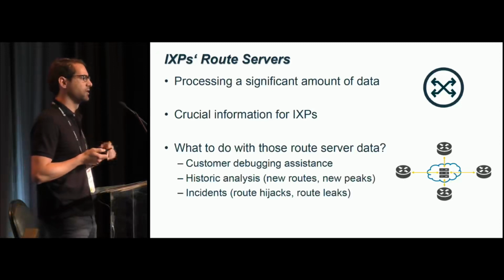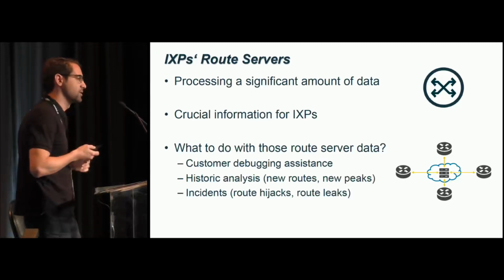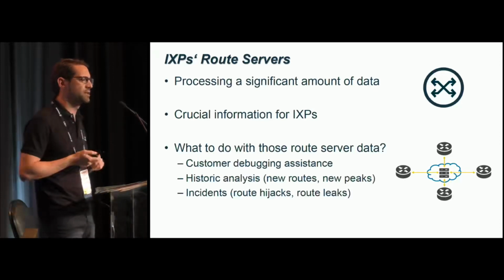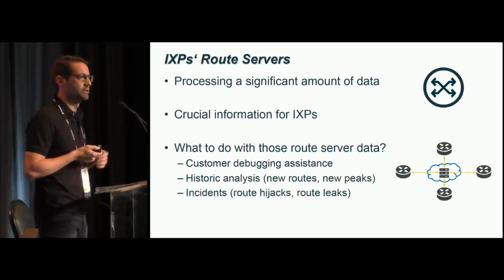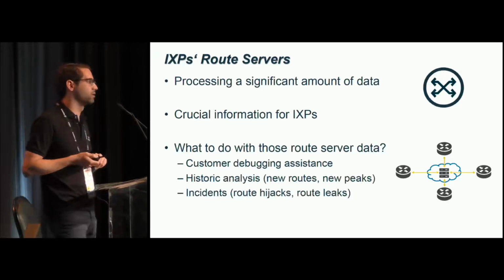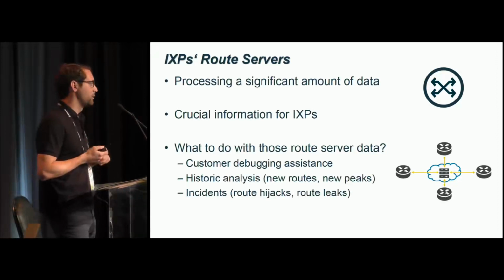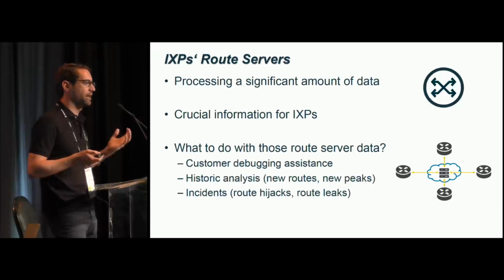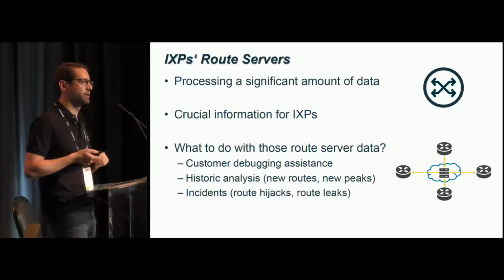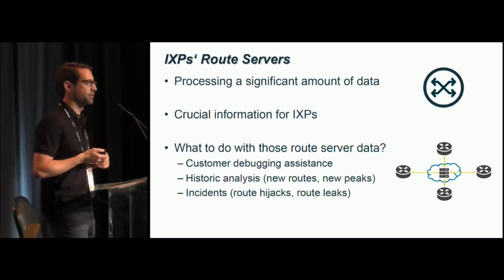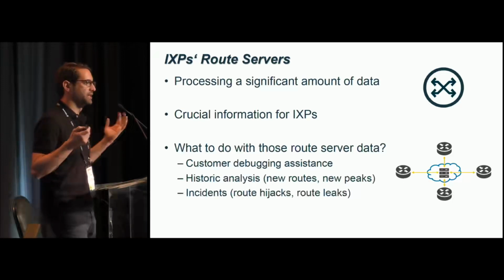Or you could imagine a historic analysis. For instance, my boss is stopping by and saying, hey, we got a new peak at the IXP. Is it because of new routes, or is it because of more traffic for some CDNs or whatsoever? So we need to do some data analysis and see what's going on in the control plane. The internet is not all good. We also have incidents. Probably someone does a route hijack or some misconfiguration, some route leaks, and we want to get the root cause of it and dig into what's going on. Therefore, we need a tool set.